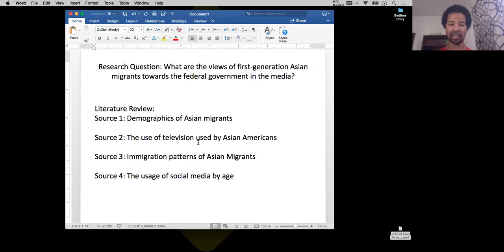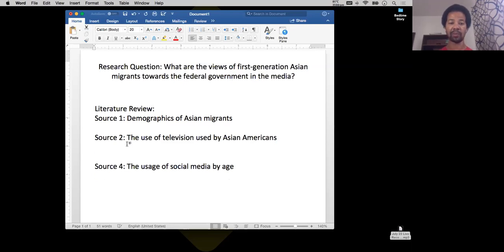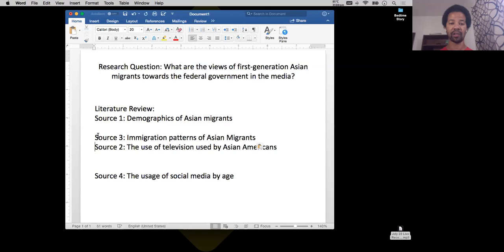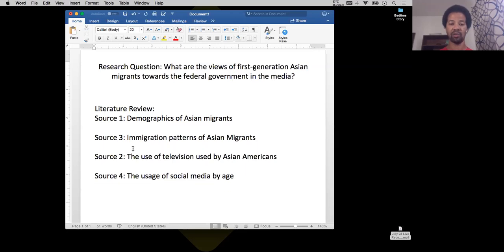So in this case, our first source describes some demographics of Asian migrants. My second source explains the use of television used by Asian Americans. The third source describes immigration patterns of Asian migrants. And the fourth source is the usage of social media by age. So looking at it, I think one good way to present the material would be perhaps source 1 first, then source 2, then source 4.